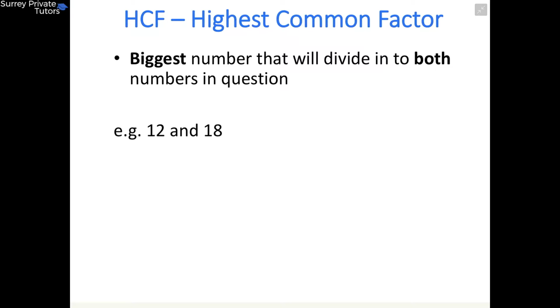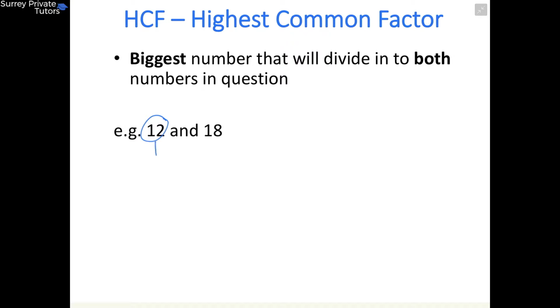This video is all about highest common factors, and the highest common factor is the biggest number that will divide into both numbers in the question. So the easiest way to find this is to list the factors of both numbers, and then whichever is the highest number that they've both got in common, that is the highest common factor. So if you look at this example, if you're asked to find the highest common factor of 12 and 18, you need to write down all of their factors.